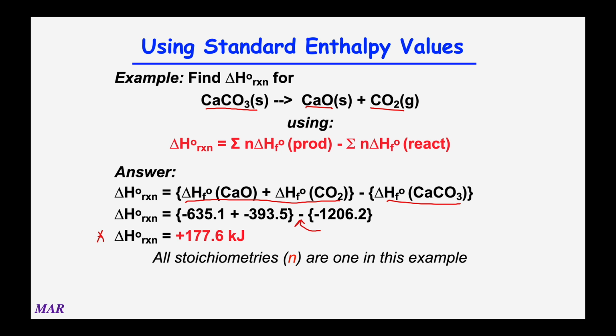And in this example, all the stoichiometries are just 1. There's only 1 mole of everything, so no big deal. But again, you must have a table of these enthalpy values, otherwise this problem would be really tough, of course.